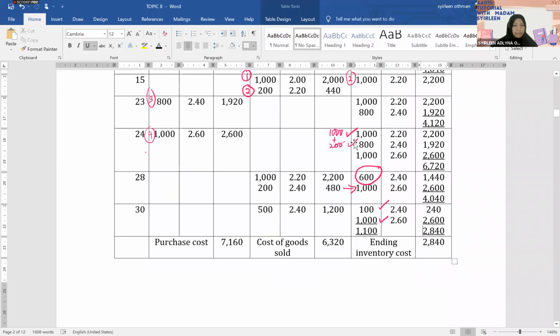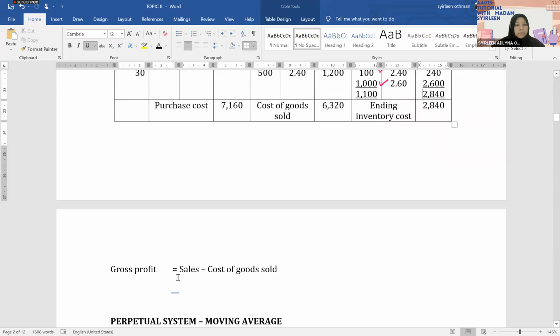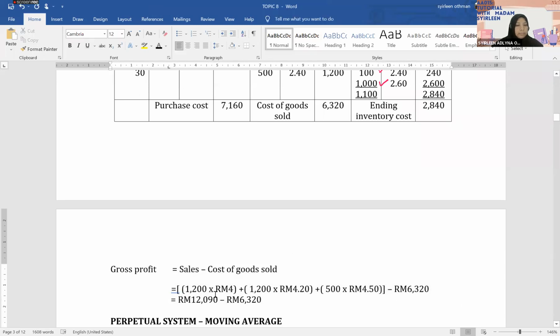Okay, okay, so dia minta kamu kira gross profit. Okay, so your gross will be 1,200 darab RM4 plus 1,200 darab RM4.20 plus 500 darab RM4.50 minus COGS 6,320. So your gross is 5,770. Sama macam periodic tadi. Okay, alright, so far ada apa-apa nak tanya?